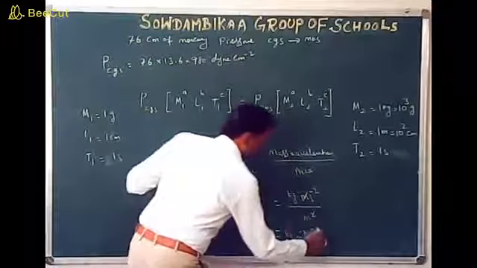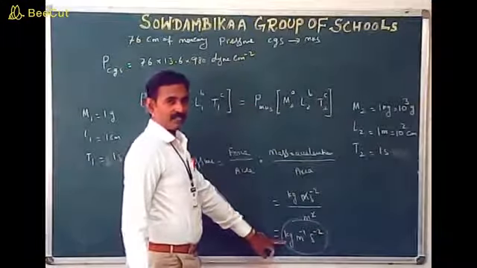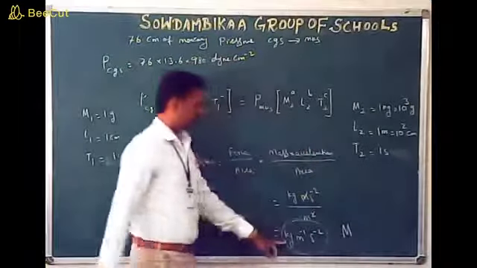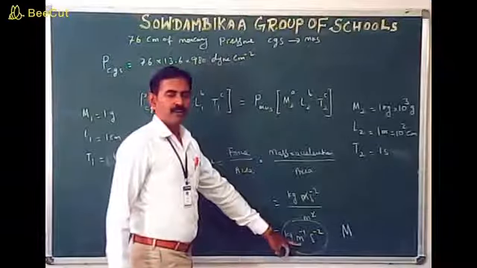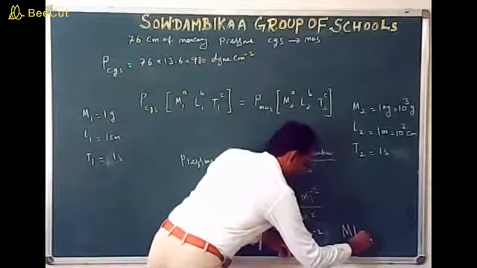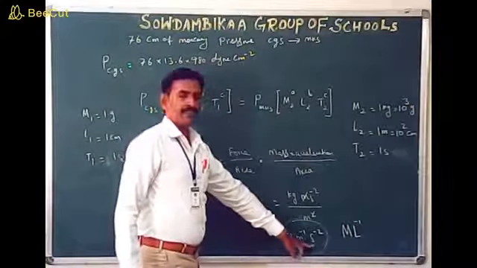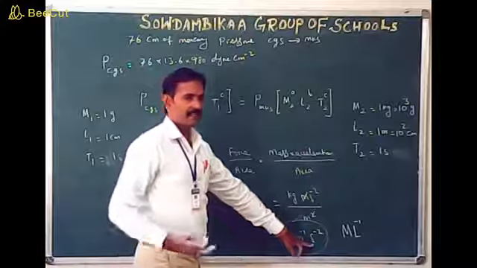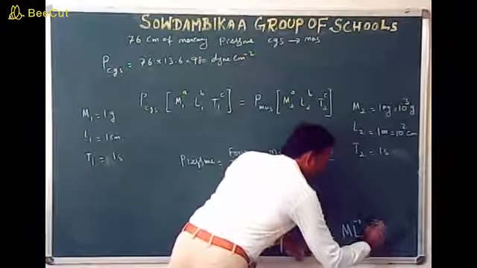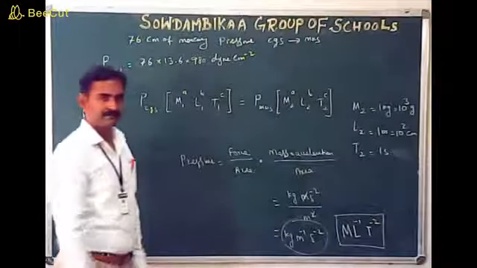Dimension formula. Kilogram is the unit for the mass, so the dimension for mass is M. That's the unit for length, so the dimension for length is L, here L inverse. Second is the unit for time, so the dimension for time is T, here T power minus 2. Now this is the dimension formula for the pressure.